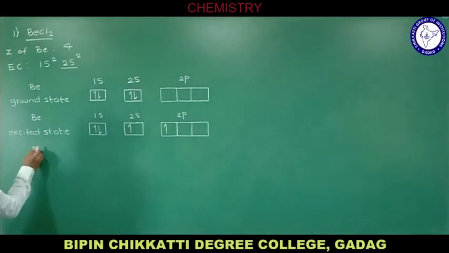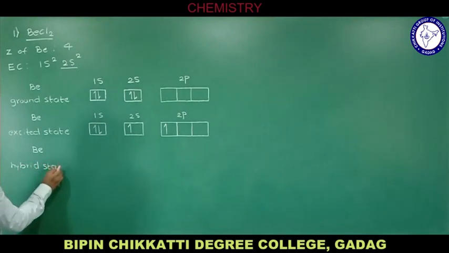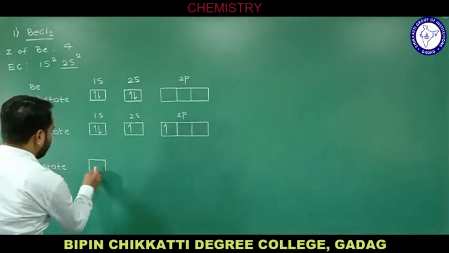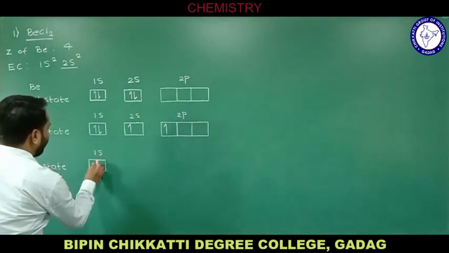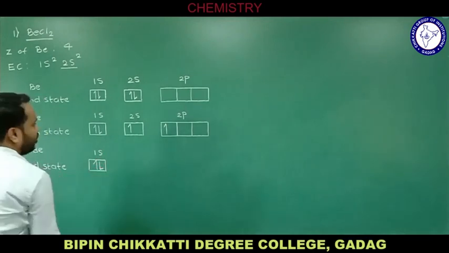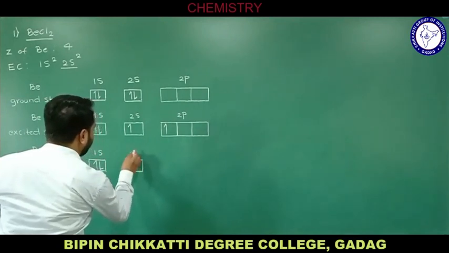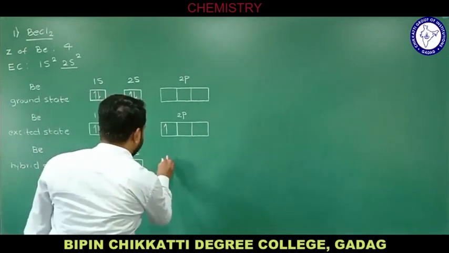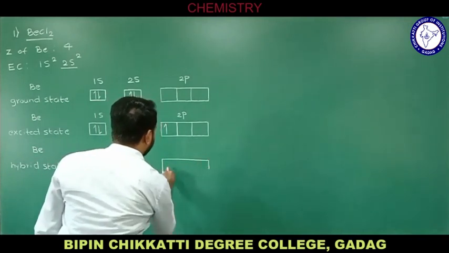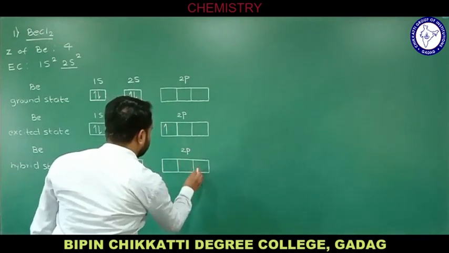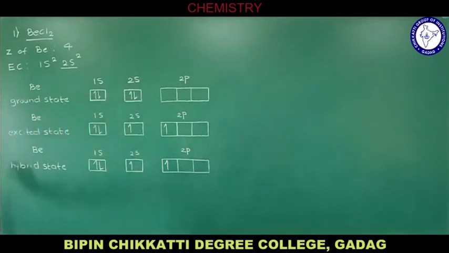So now we'll see beryllium in the hybrid state. What happens when there is hybridization, the hybrid state as we call it, and let me draw the shapes. This is for 1s, and we have 2 electrons. This is for 2s, and we have only one electron here. And this is for the 2p, where we have one electron in one of the atomic orbitals of 2p. So this is the hybrid state. We'll see how hybridization actually takes place.